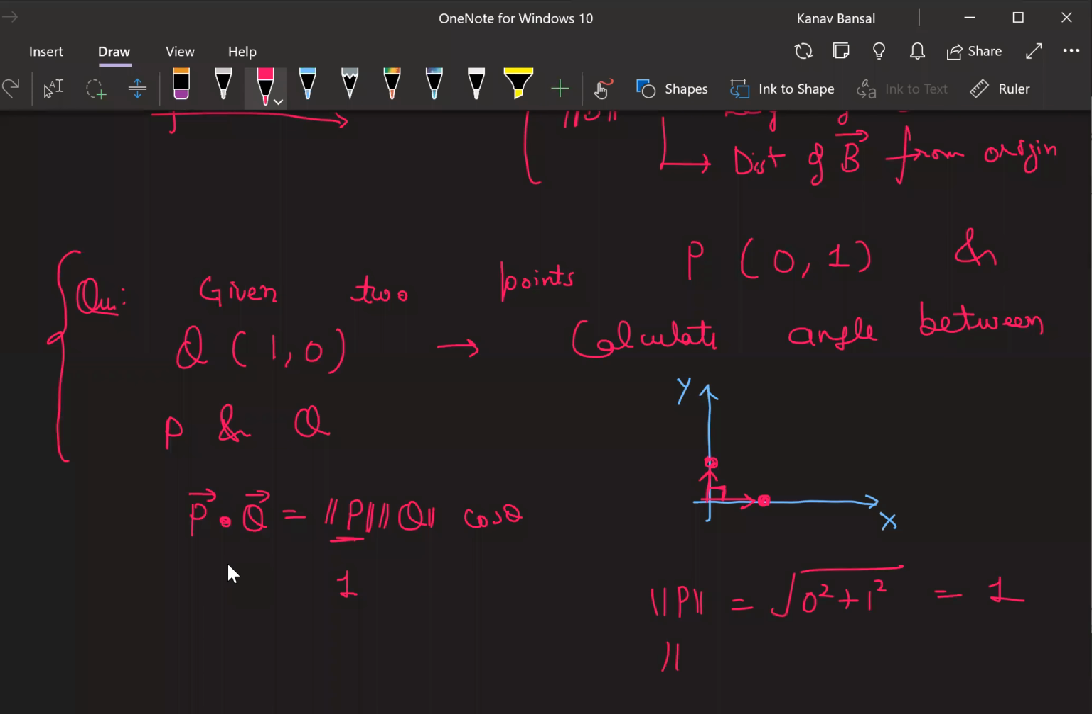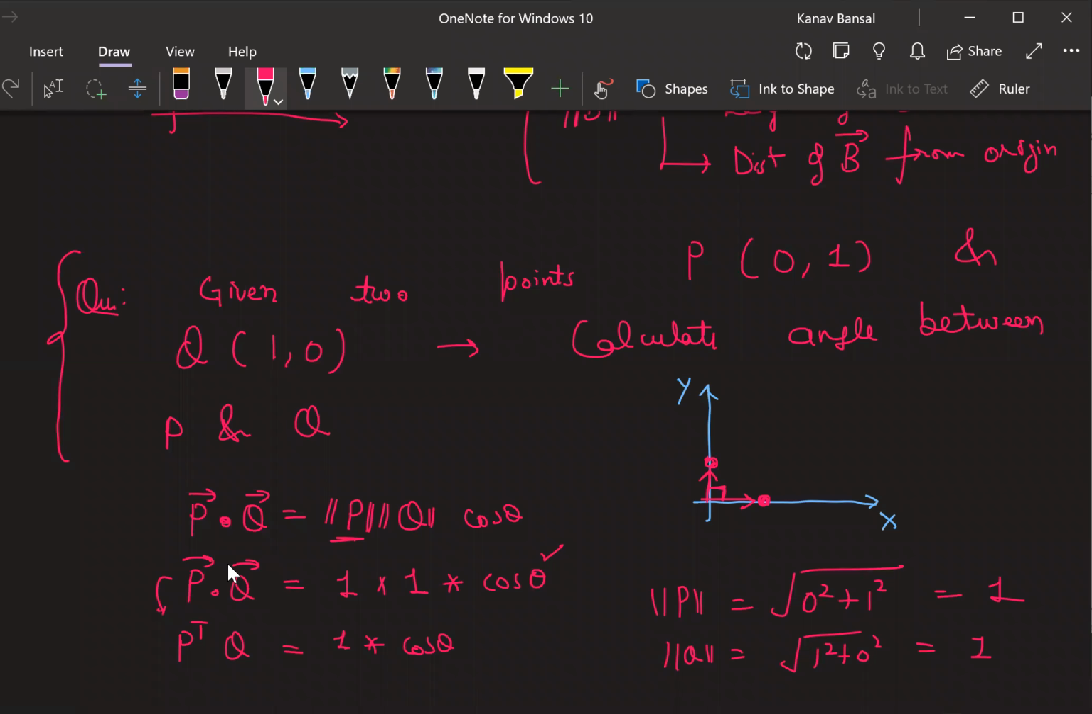Similarly, the length of Q is 1 squared plus 0 squared, which is again equal to 1. So we have 1 into cos theta. We are interested in finding this theta. This is P vector dot Q vector. We already know P and Q. Can I write this as P transpose Q? The dot product can be written as P transpose Q, so it is 1 into cos theta.